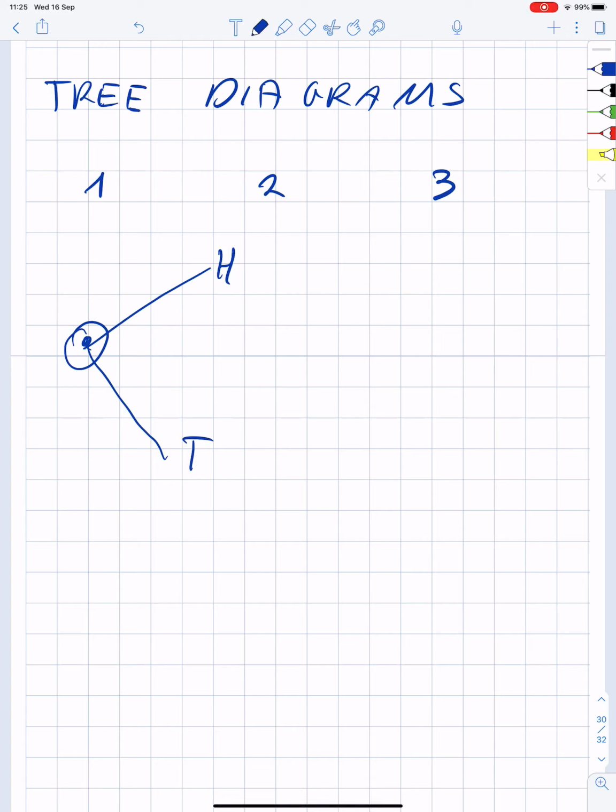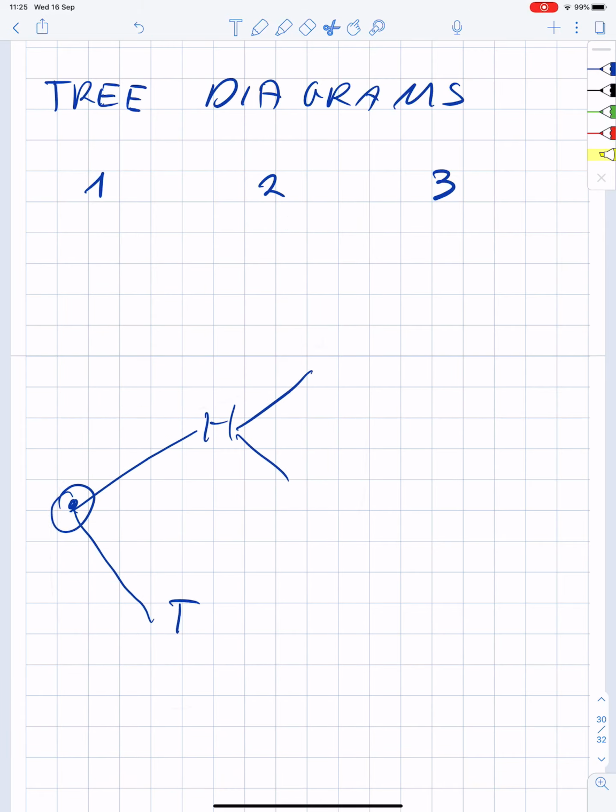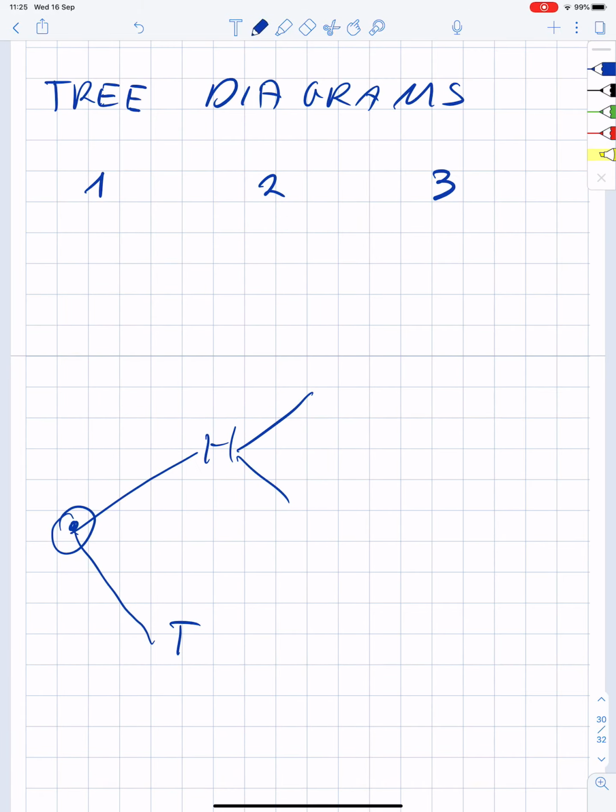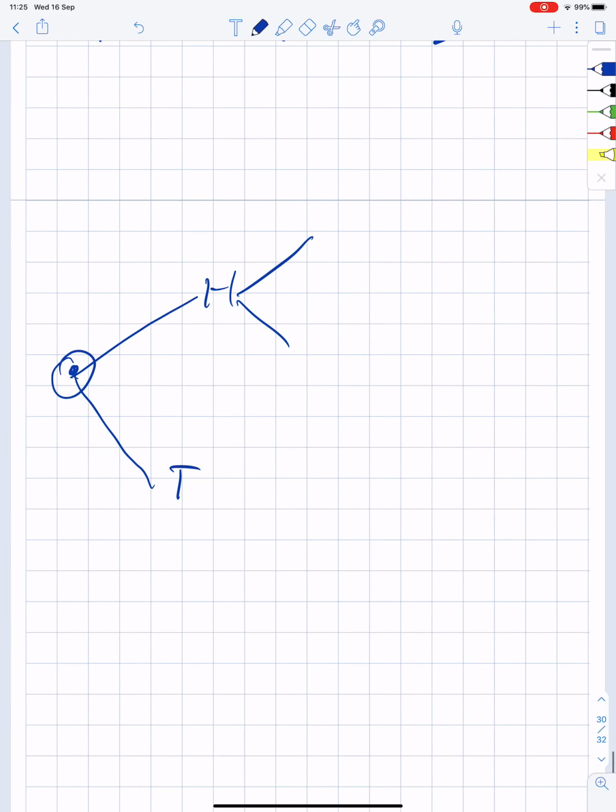So on the second toss, if I get heads on the first toss, how many outcomes are possible for the second one? 2 again. I'm tossing a coin, so there are 2 outcomes possible. Heads and tails again, that's right. So I'm going to have 2 possible outcomes over here. So if I got tails on the first one, on the second one, again, I can get heads or tails. So heads, tails, heads, and tails. Okay? So that's the second toss that I have.